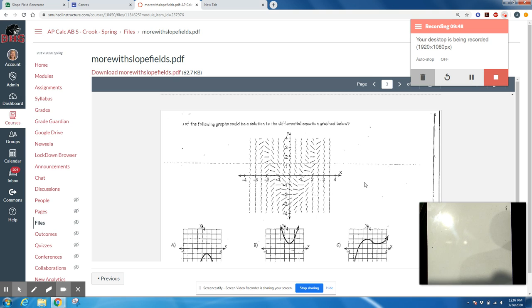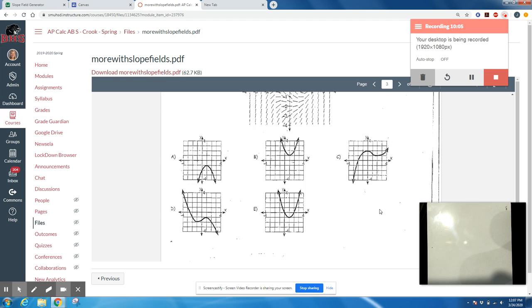Another way to think about it is these are derivatives, right? And derivatives are tangents. So these are like little mini tangents to an invisible curve. Which curve are they little mini tangents to? And my choice would be part C.